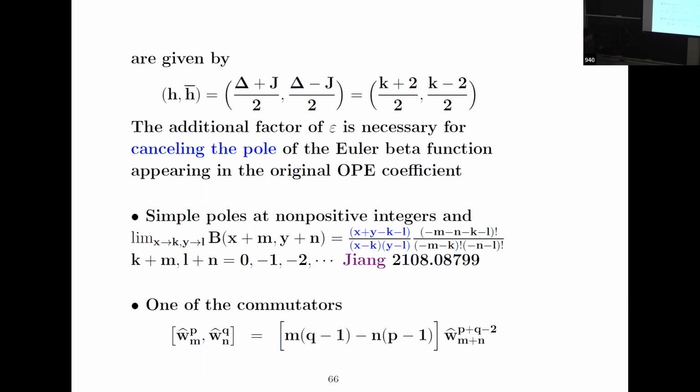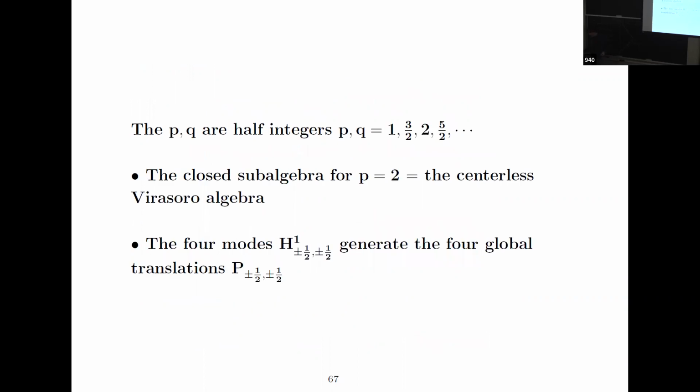Okay, then finally we have the 3 commutators. One of them is given by this one, and this is some other transformation, and we have the translations.